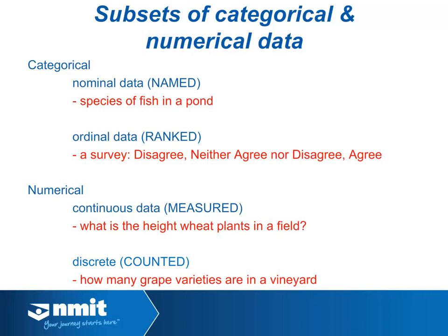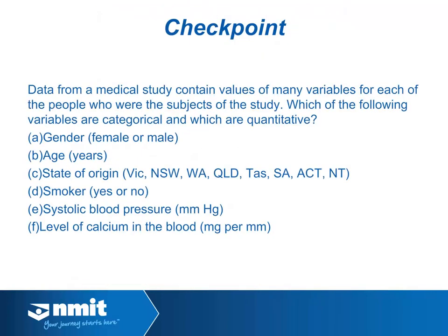So variables where we count things. How many grape varieties are in the vineyard? Okay, so just pause the video here and have a look at this question, where we're asking which of the following variables listed from this medical study are categorical, and then to throw a curveball, I ask which are quantitative. And remember, quantitative ones are numerical. So the question is, which of these variables are categorical and which ones are quantitative? And don't forget to go into the subcategories of each as well. And on the next slide we'll discuss the answers.